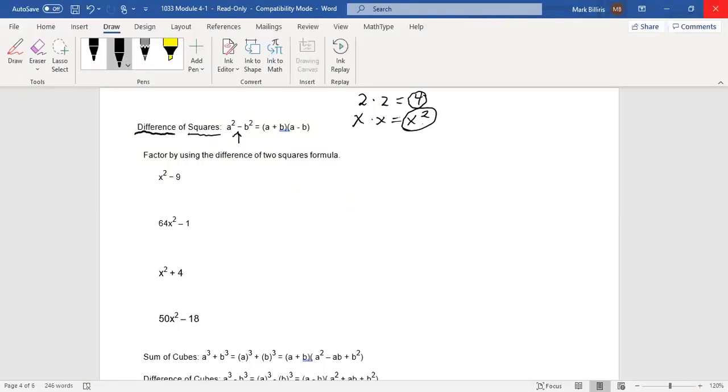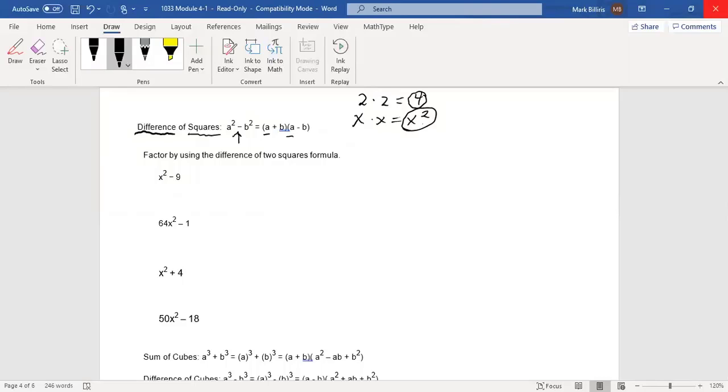So once we've identified it as a difference of two squares, in order to factor it, we break it down into the value that was multiplied times itself. So a times a gave us the a squared. And our second term would be the value that gave us the second term, the b squared. So that's b times b. Notice again, since it's a subtraction problem, one of the factors has to be positive and the other has to be negative. So let's look at the first example, x squared minus 9.